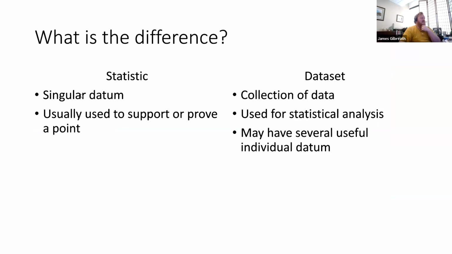So what's the difference? A statistic is a singular datum, and it's usually used to support or prove a particular point when you're making an argument. Whereas a data set is a collection of data used for statistical analysis, and you may be able to pull, after doing analysis on it, individual useful data points from that to support whatever you're researching or whatever it is that you're arguing.